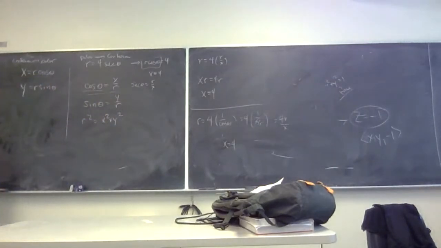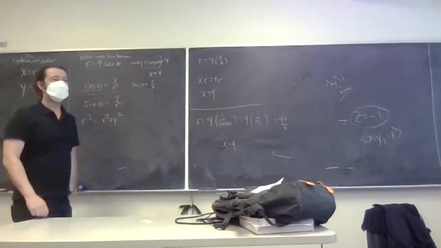Yep. You probably should just multiply cosine theta, like the 1 over, multiply cosine theta to the other side. Uh-huh. I think that's the first line. Okay. Yeah.